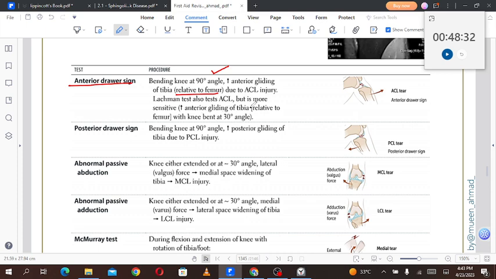But the Lachman test is more sensitive, showing anterior gliding of the tibia relative to the femur with the knee bent at a 30-degree angle. Anterior draw sign means that when the anterior cruciate ligament is not competent enough, the tibia will move anteriorly when we do the flexion movement. In the anterior draw sign, bending of the knee at 90 degrees will increase the anterior gliding of the tibia.